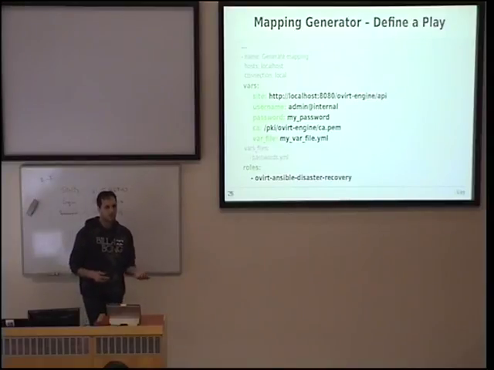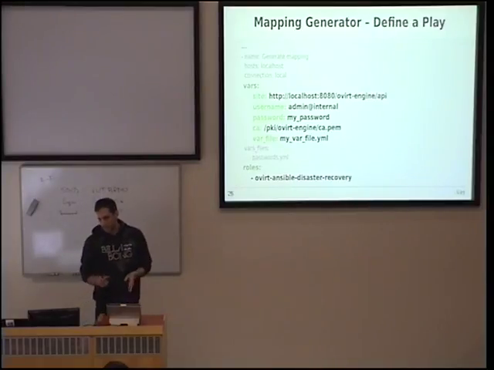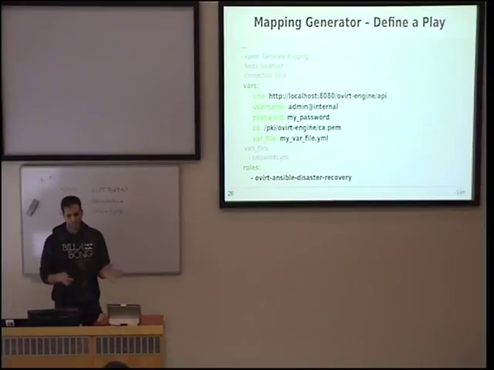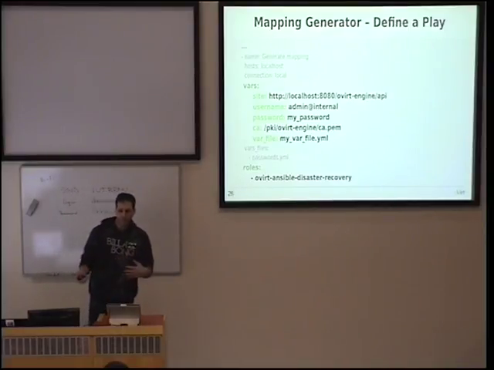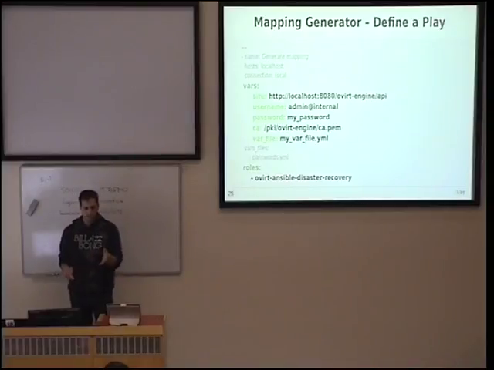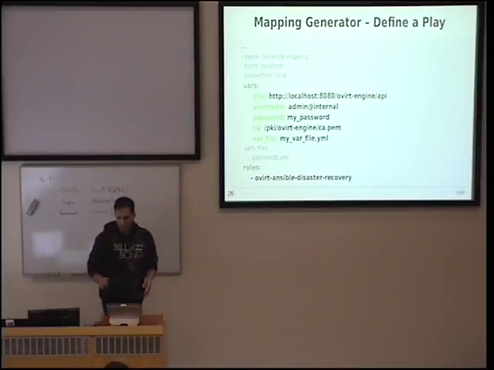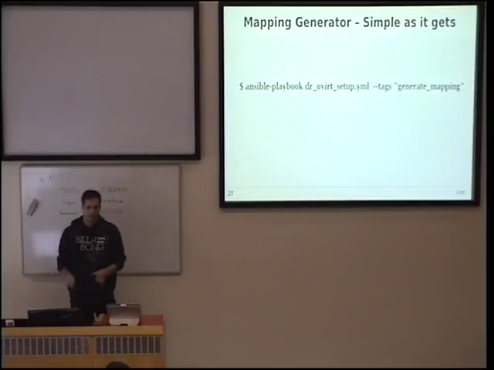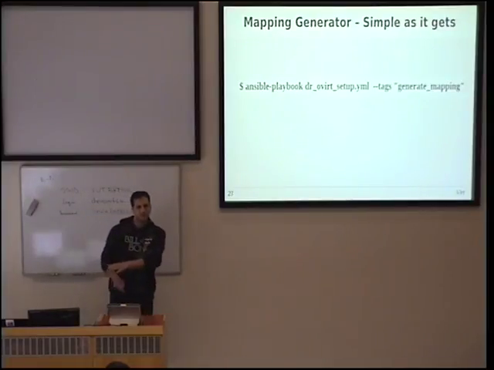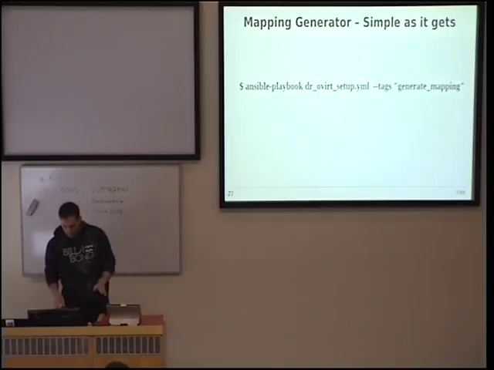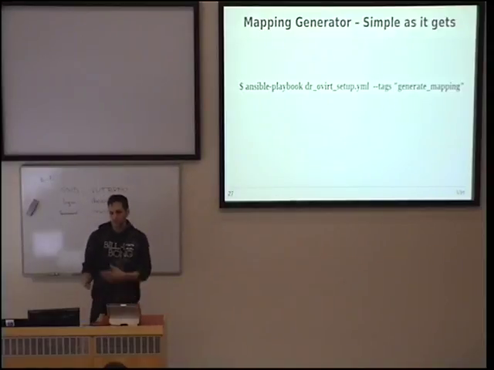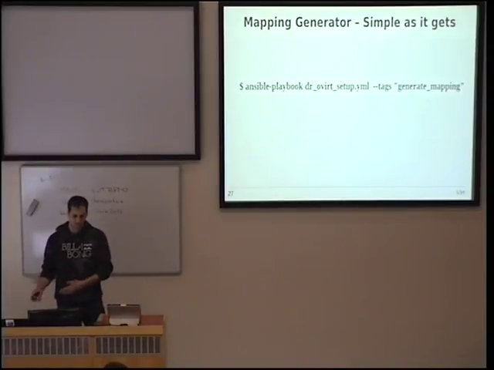When you want to use it, you simply need to define a play, that's about it. You need to put in the username, the password, the site, and indicate that the role you want to use is oVirt Ansible disaster recovery, and simply run this command. It's a forward command, nothing too fancy, nothing too complicated. You indicate that you want to use the tag generate mapping.